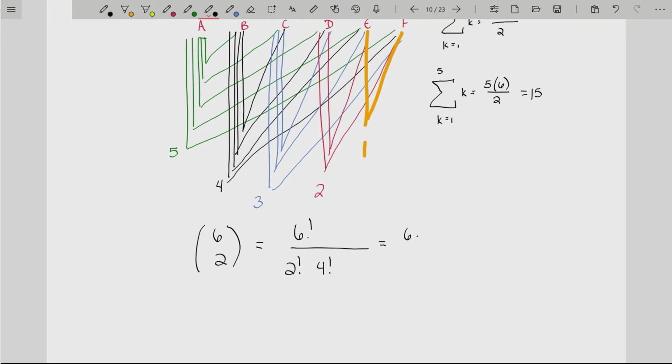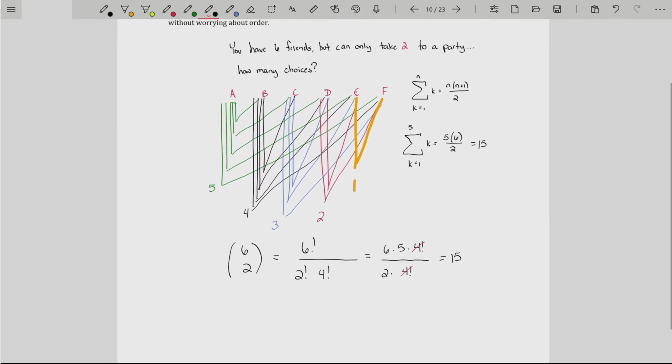Well, 6 factorial is 6 times 5 times 4 factorial. 2 factorial is 2 times 1. 4 factorial is 4 factorial. Notice the 4 factorials cancel. And you have 30 over 2, which is 15.